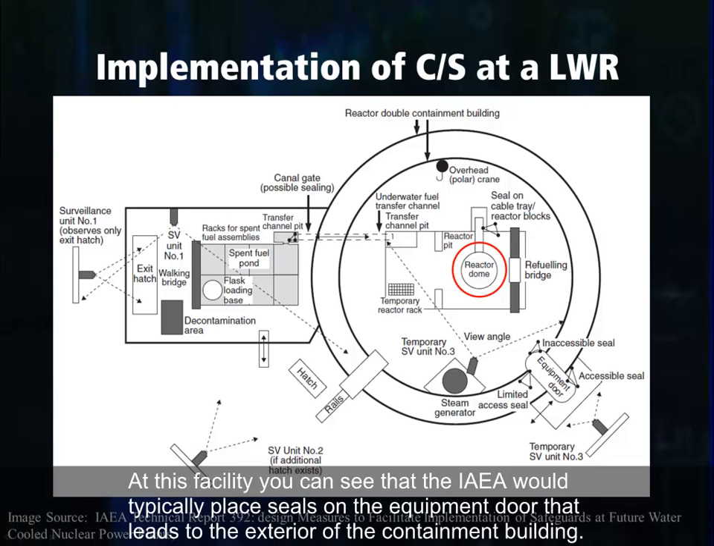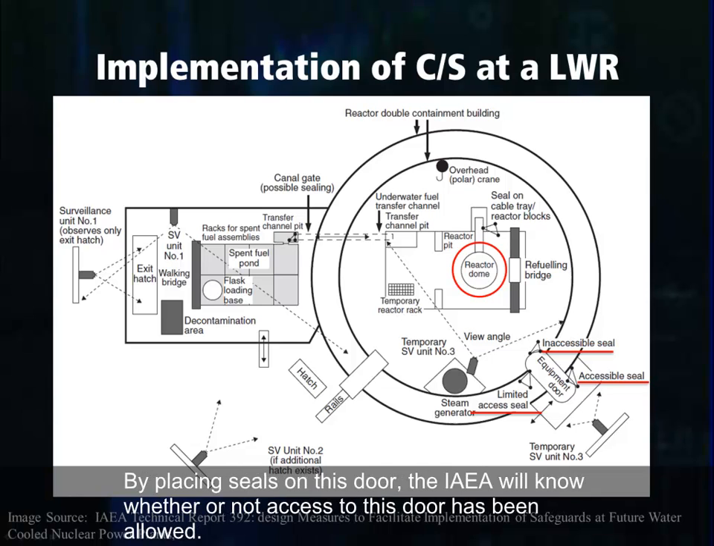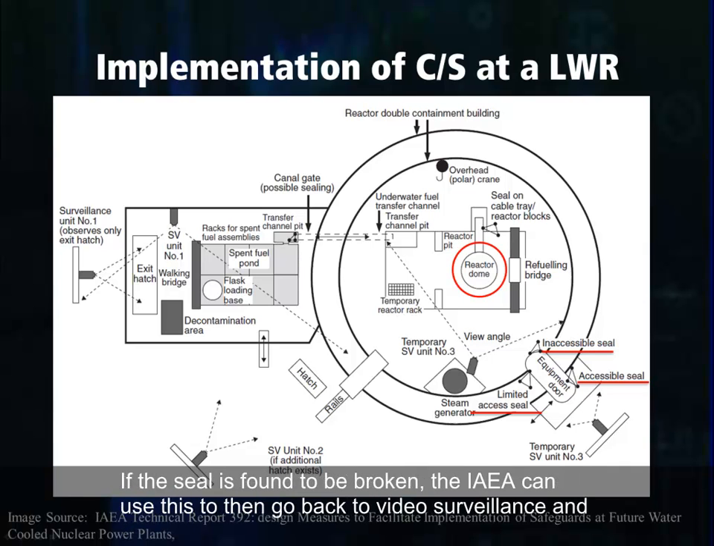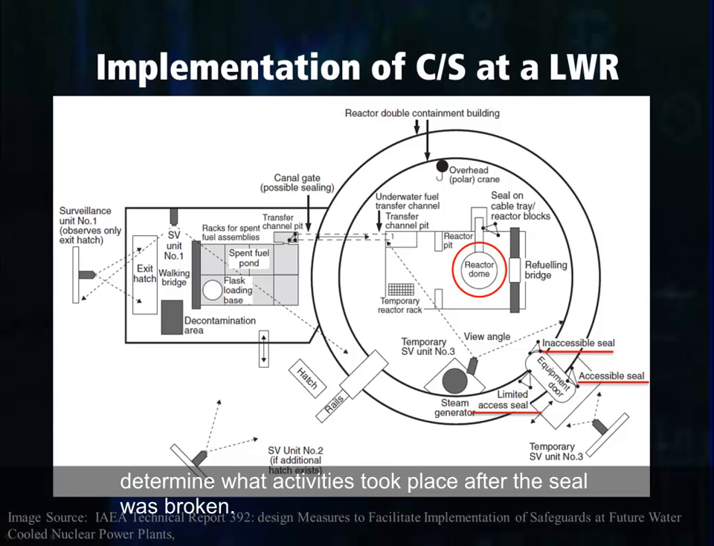At this facility, you can see that the IAEA would typically place seals on the equipment door that leads to the exterior of the containment building. By placing seals on this door, the IAEA will know whether or not access to this door has been allowed. If the seal is found to be broken, the IAEA can use this to then go back to video surveillance and determine what activities took place after the seal was broken.